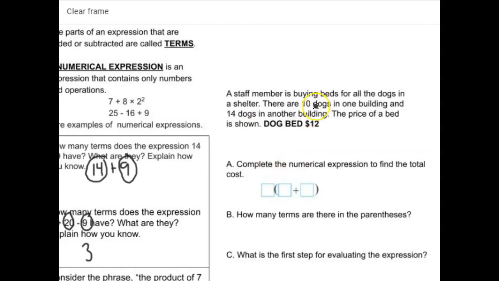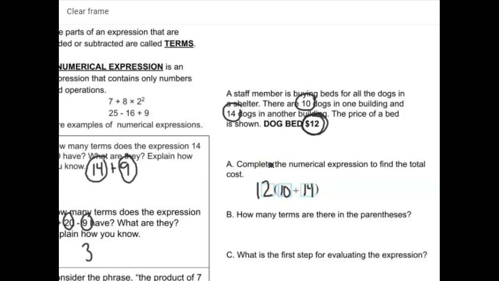So I know that in one building we have 10 dogs, in the other we have 14. So we need to add those together so we can figure out the total. So we have 10 and 14, and then each bed costs $12. So I'm going to multiply that sum by 12.